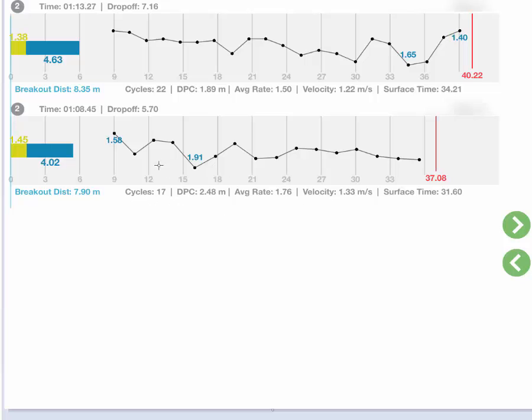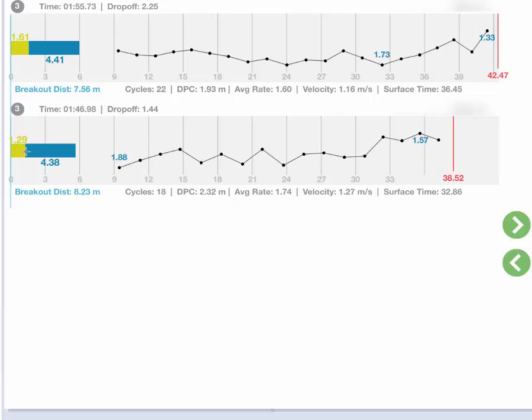But he did remain disciplined here, and you can see he took 17 cycles instead of 22, and he's still at 2.48 distance per cycle, which is really good. And he slowed down his stroke rate so he can stay more efficient. So you can tell that he really has a nice long stroke. He's got a good body position. He's holding the line really well, and his velocity is staying faster.